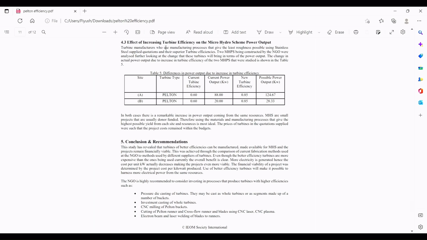Effect of increasing turbine efficiency on the micro hydro scheme power output. The two MHPs were analyzed further looking at the change that these turbines will bring in terms of power output. The change in the actual power output due to the increase in the turbine efficiency of the two MHPs that were studied is shown in the table number 5.